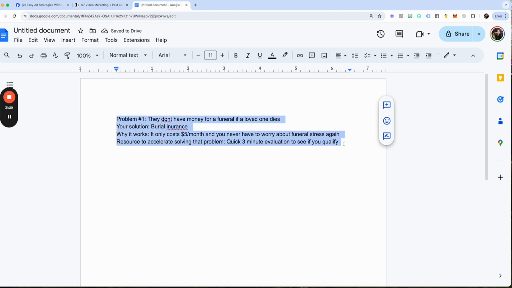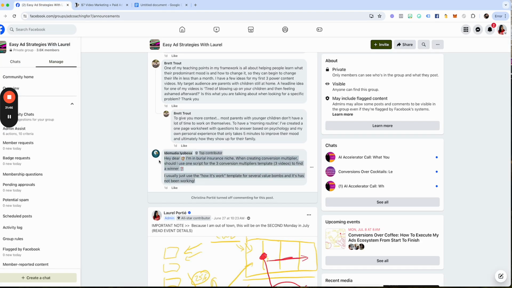So now you actually have, so this would be power content number 1, and then this would be your value bomb. Then you would take this value bomb and turn it into a conversion multiplier, right? So if you guys need help with content, if I know these things, it's much easier for me to help you guys figure out your content. So hopefully this was helpful. So this is how I do that.